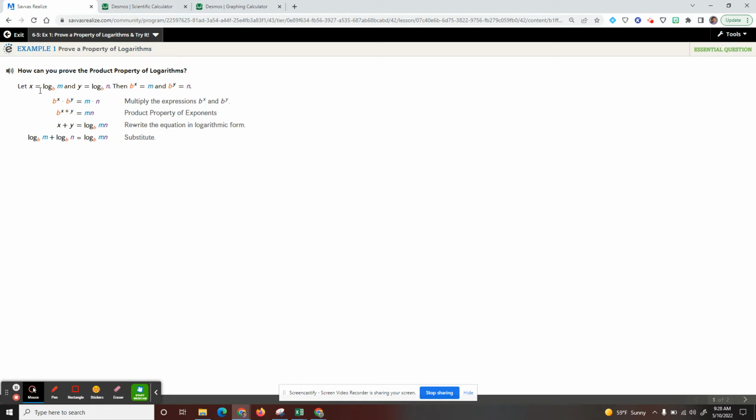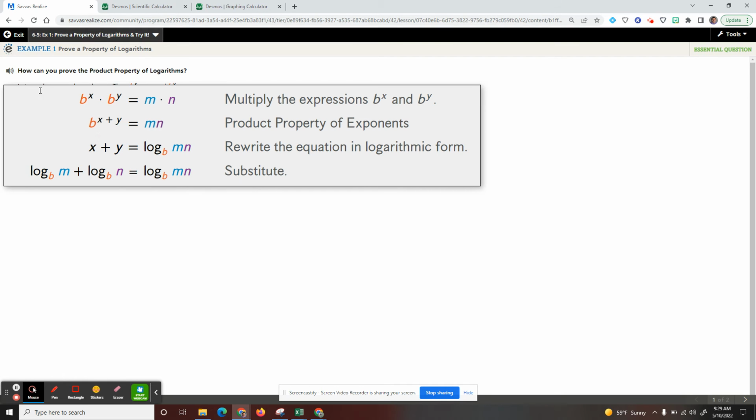The property of exponents, when you have like bases and you're multiplying, you add the exponents together. So now it's x plus y is the exponent on the base b. M times n is mn. Convert this now to a logarithmic equation. It's log base b of mn is equal to the exponent x plus y. Again, x is equal to log base b of m. Y is equal to log base b of n. So when they're separate, you're adding them. When they're together, you're multiplying them.